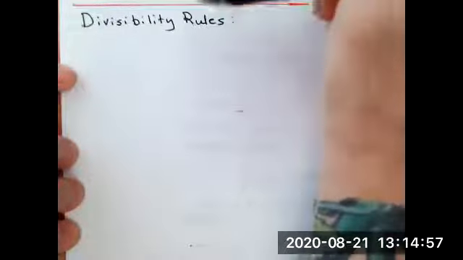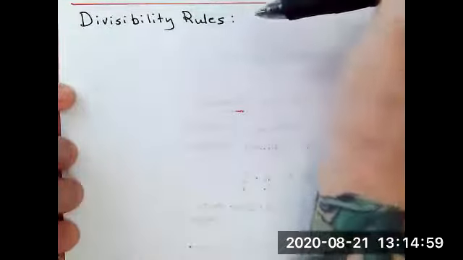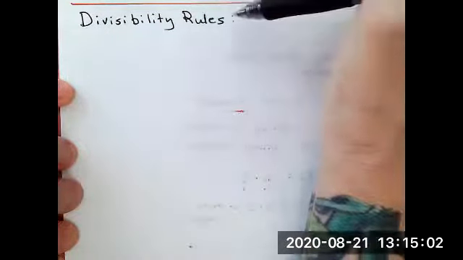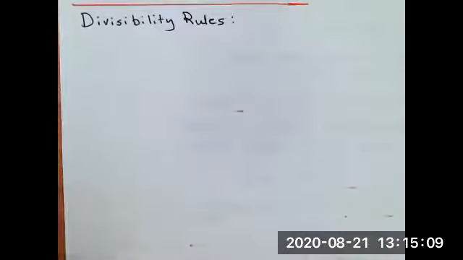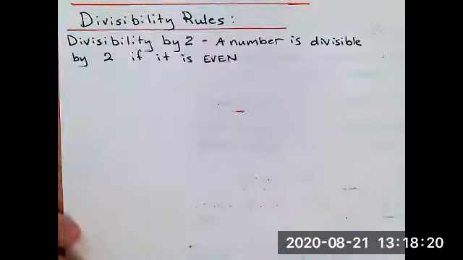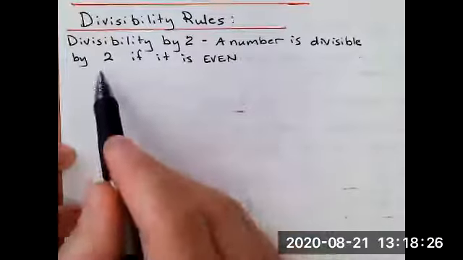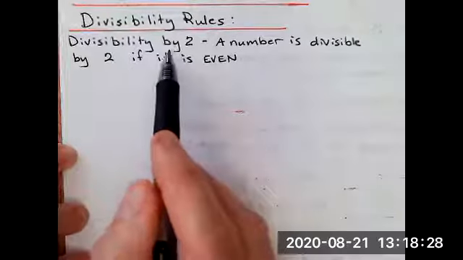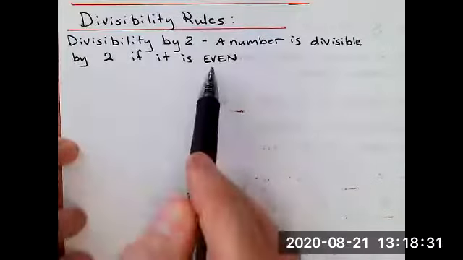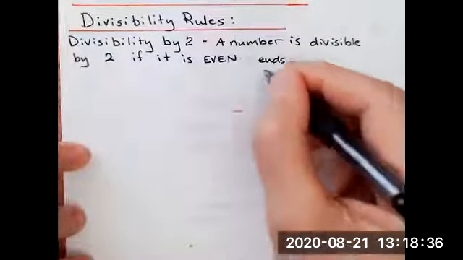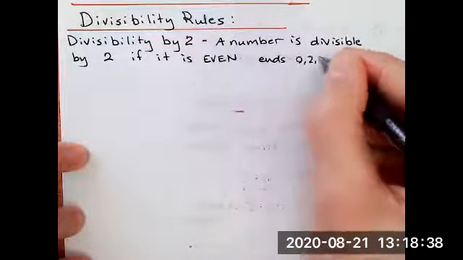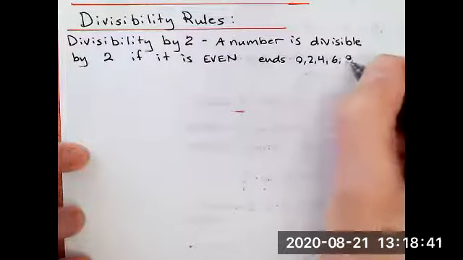So if you're breaking down a number that's in your times tables, then you just use your times table. But what about bigger numbers? You can use the divisibility rules to break down bigger numbers. So for example, divisibility by 2: a number is divisible by 2 if it is even. Remember that even numbers end with 0, 2, 4, 6, or 8.